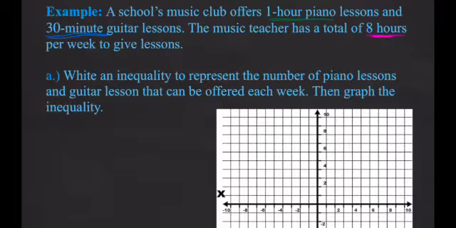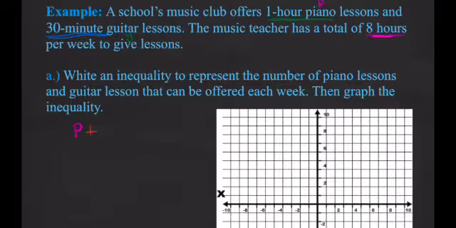So 1 hour, of course, is 1 hour. And let's use the variable P to represent the piano lessons, how many piano lessons he can have. And let's use G for guitar lessons, how many guitar lessons he can have. So we would have 1P for piano lessons. How many piano lessons can we have? Times that by 1. Then we are going to add it together with the 30-minute guitar lessons.